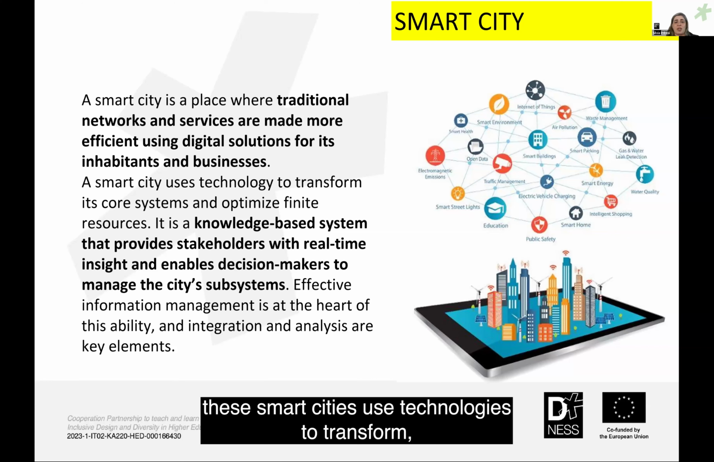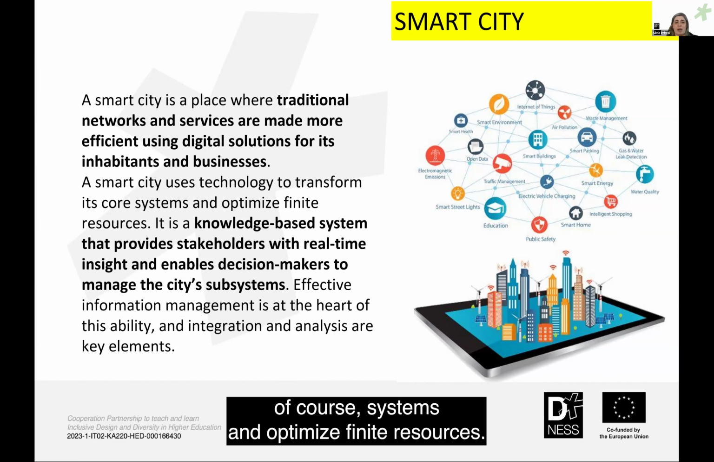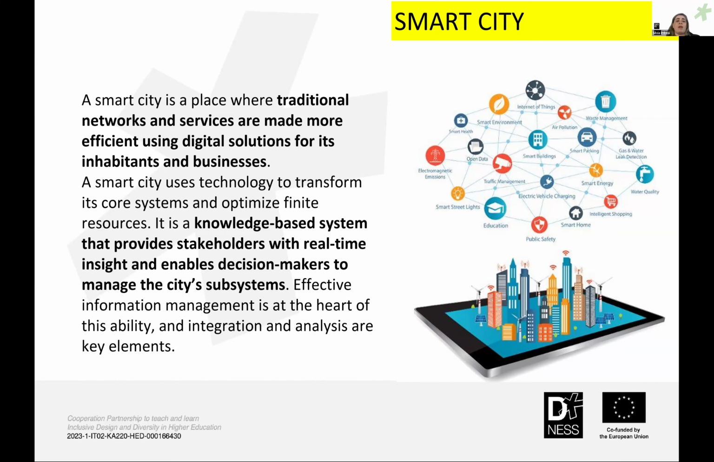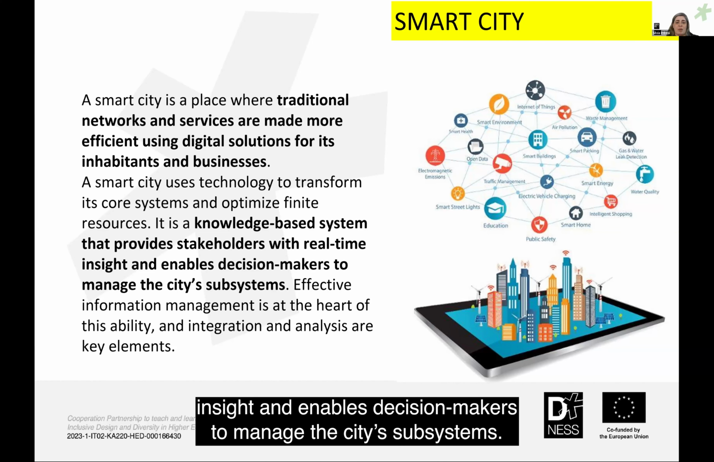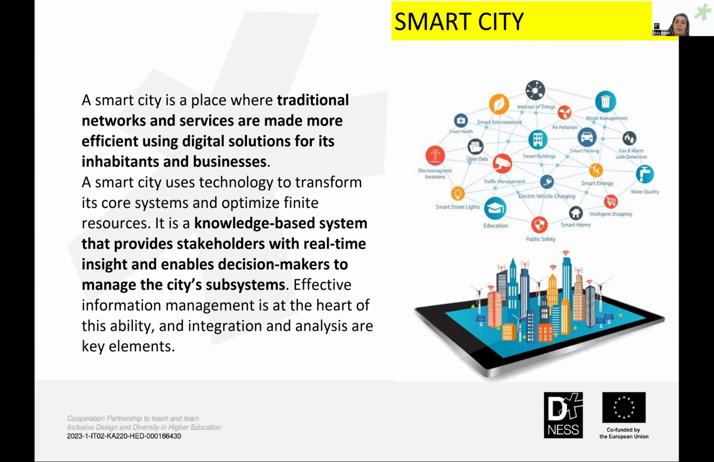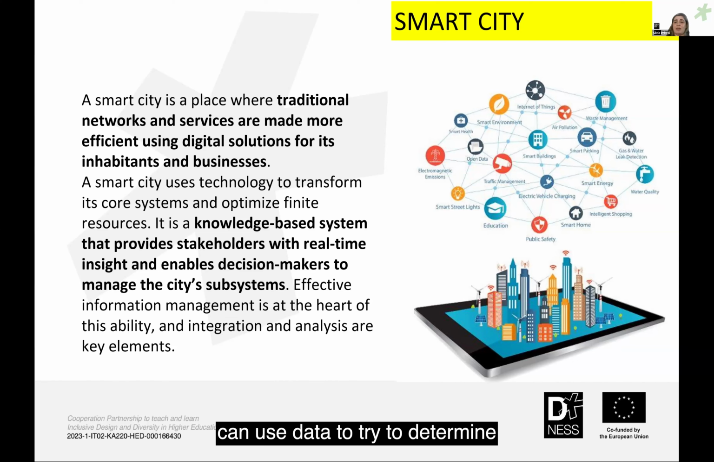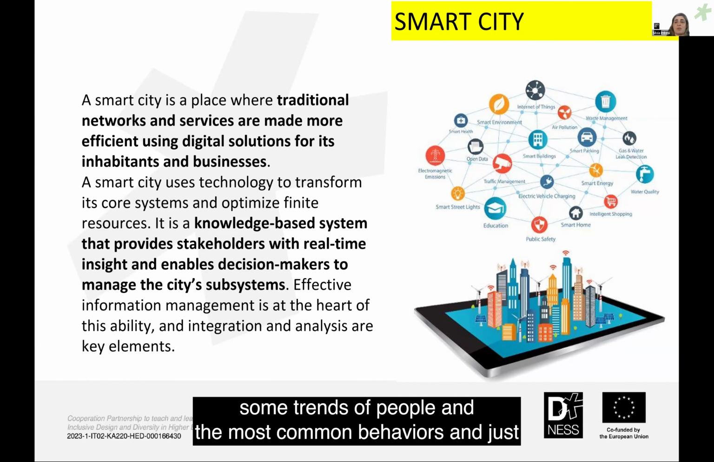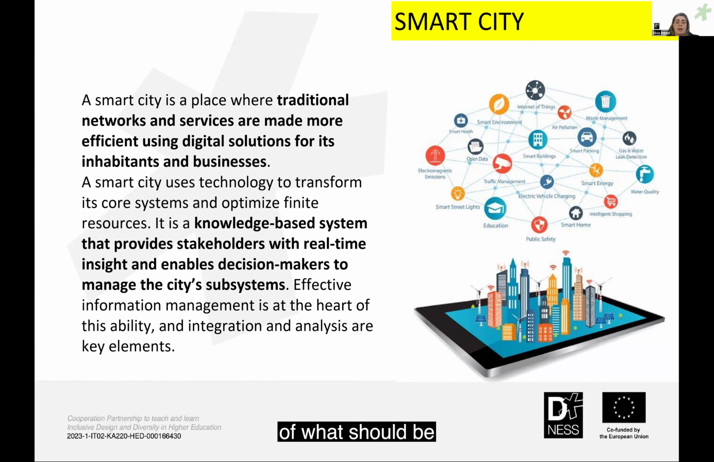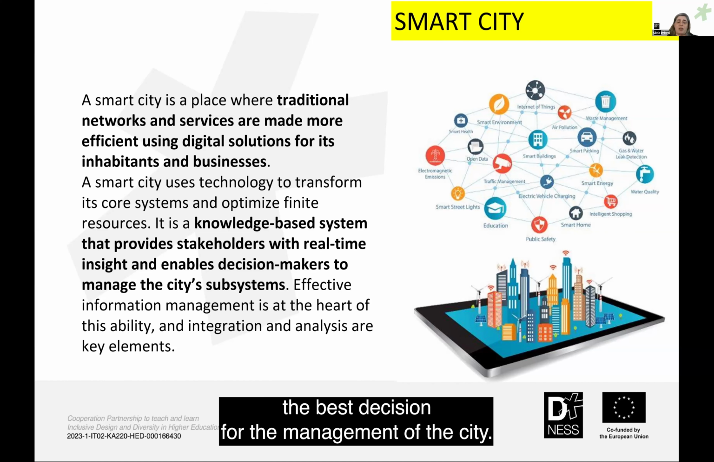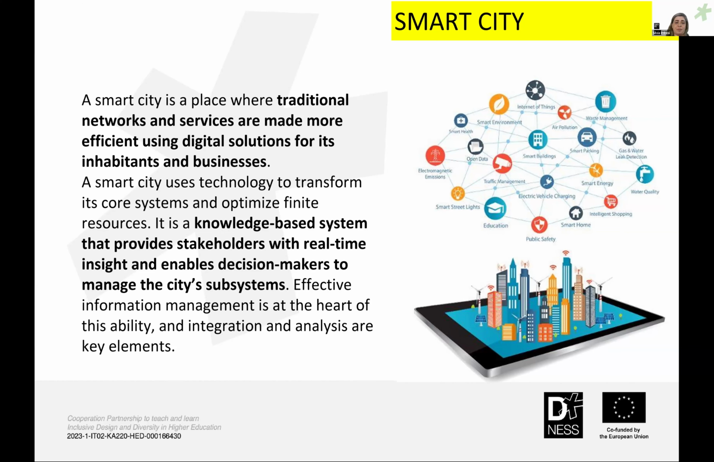Smart cities use technologies to transform core systems and optimize finite resources. It is a knowledge-based system that provides stakeholders with real-time insight and enables decision makers to manage the city subsystems. Smart cities can use data to try to determine some trends of people and the most common behaviors, just to allow stakeholders to have real-time information of what should be the best decision for the management of the city.